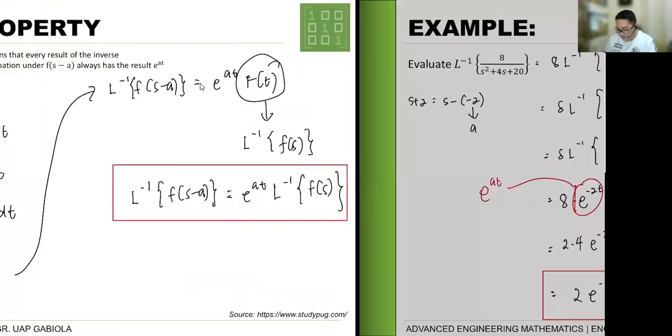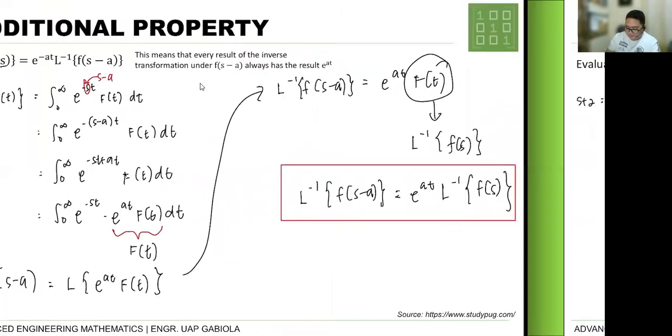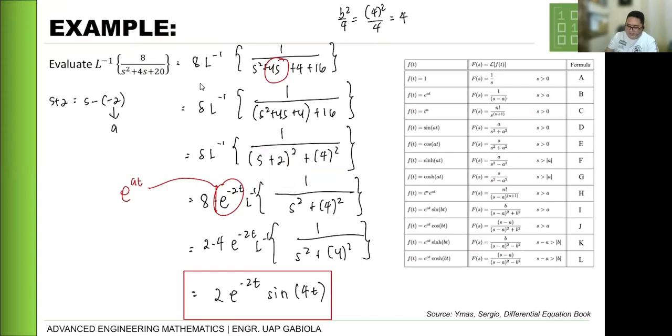So, from this property, when we have an S minus A form, to make that disappear, we put e to the power of A t, wherein A is the value, and then we return it to the original function without the variable A. Okay? Okay. So, next, we try another one.